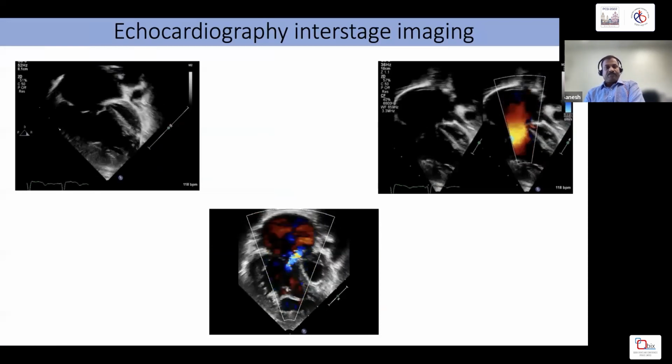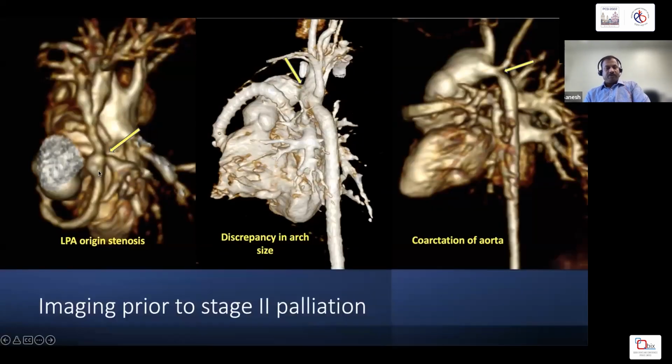Few other examples. In the first figure, you can see the distal end of the Sano insertion has caused left pulmonary artery origin stenosis. Commonly in patients after Norwood Sano, we see a discrepancy in size between the neo-aorta and arch, which generally does not need any intervention. But if there is actual coarctation, we usually address that at the time of bidirectional Glenn, as any arch obstruction, even if mild, is poorly tolerated in patients undergoing single ventricle palliation.